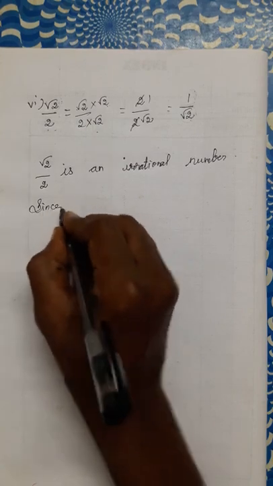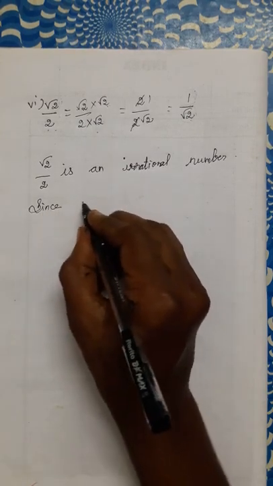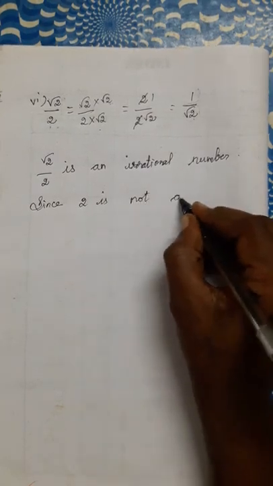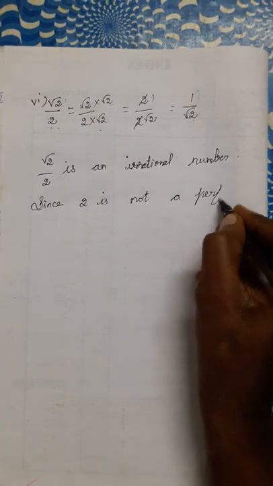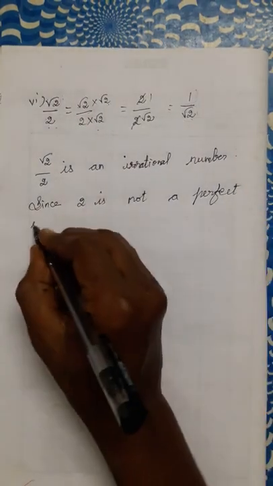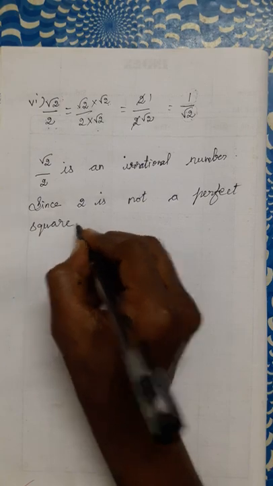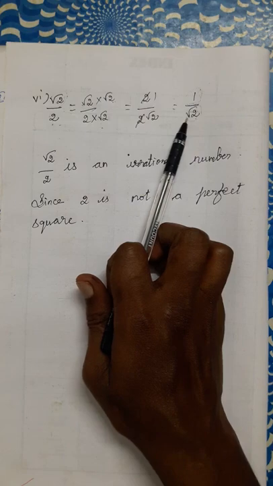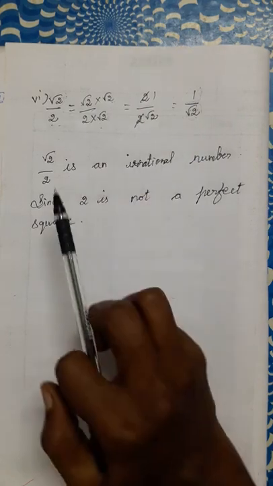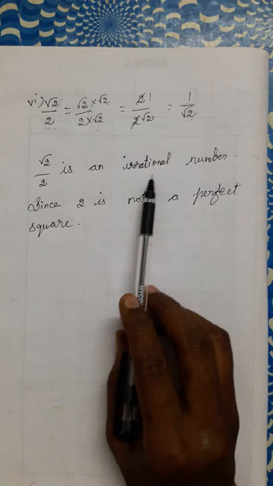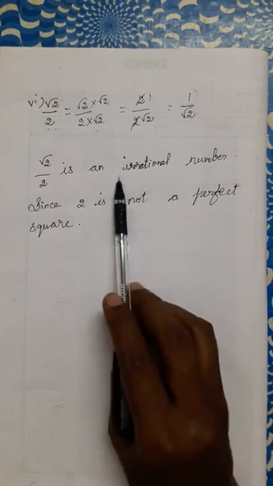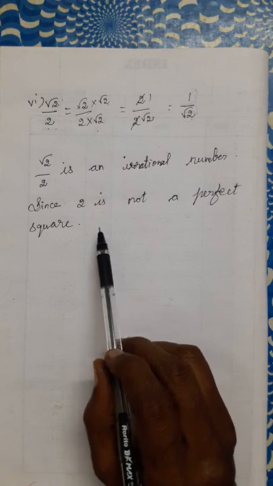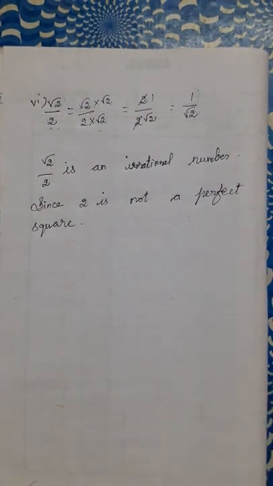Since 2 is not a perfect square. Inside the root, not a perfect square number. Therefore, this number is an irrational number. Have you understood this? Next question.